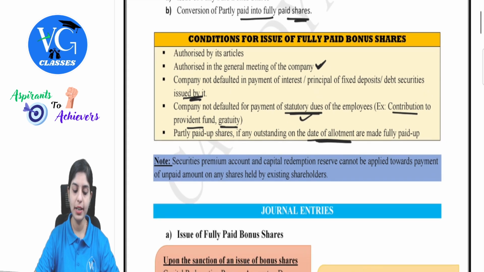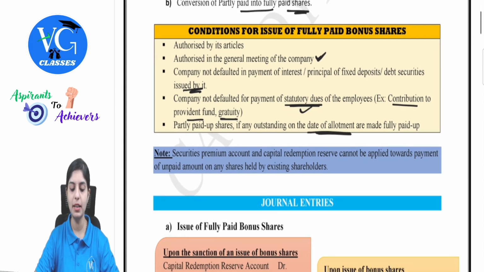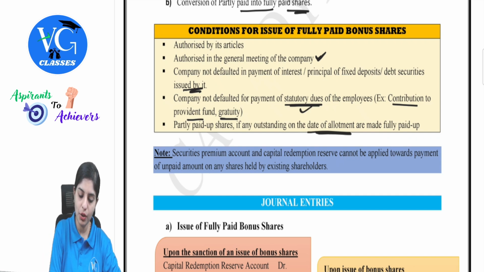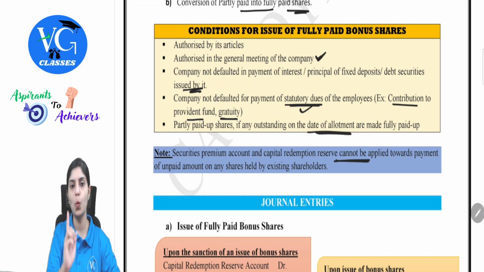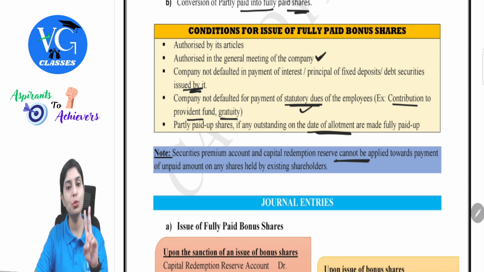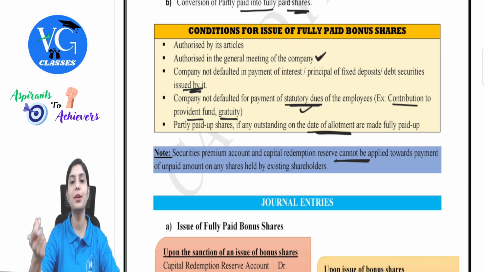Next, securities premium account and capital redemption reserve cannot be applied towards payment of unpaid amount on any shares held by existing shareholders. So there is a clear restriction. What it says is there are two specific reserves, that is securities premium account and capital redemption reserve, which you cannot use for converting partly paid into fully paid.